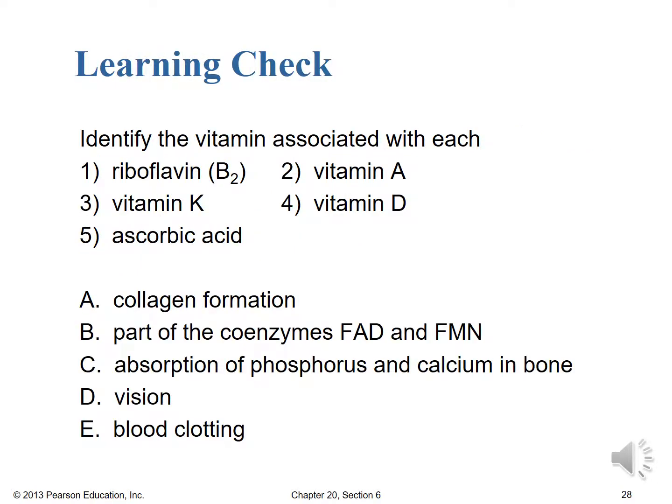Okay, and for our last learning check to end not only this chapter lecture, but the entire chapter 20, we have the task of identifying these vitamins associated with the particular description in the A, B, C, D, E below. So go ahead and for 1, 2, 3, 4, 5, pair them with A, B, C, D, E as appropriate. Stop the video while you make those assignments and start it back up when you're ready to check your work. Good luck.